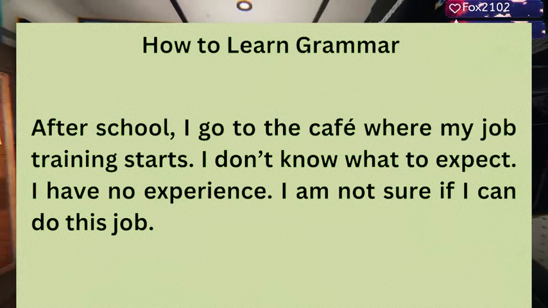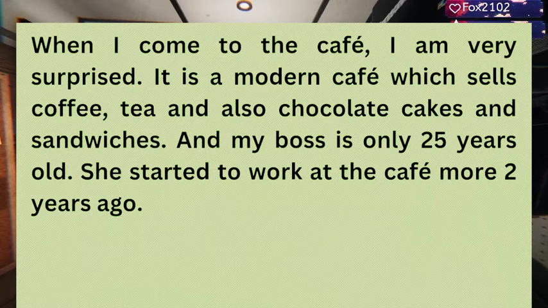After school, I go to the cafe where my job training starts. I don't know what to expect. I have no experience. I am not sure if I can do this job. When I come to the cafe, I am very surprised. It is a modern cafe which sells coffee, tea, and also chocolate cakes and sandwiches.